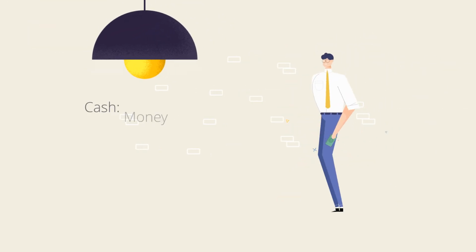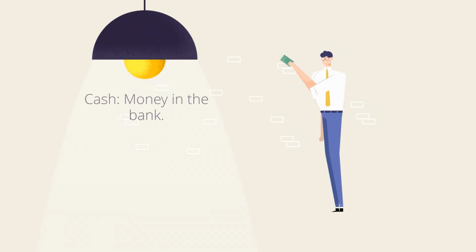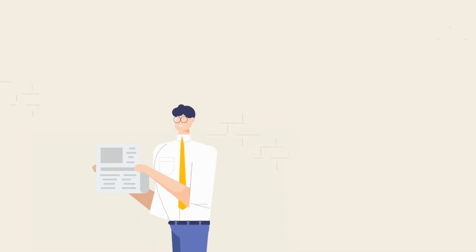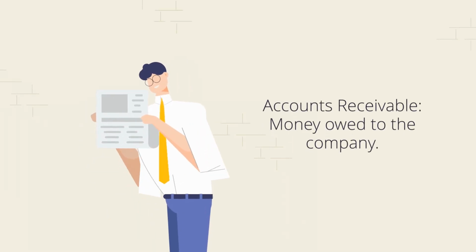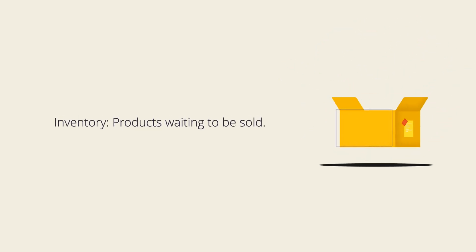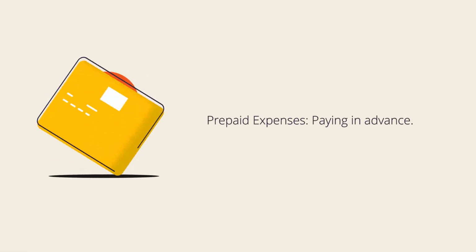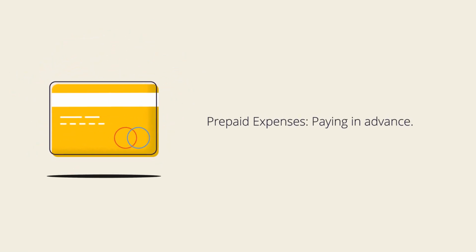Cash, money in the bank. Accounts receivable, money owed to the company by customers. Inventory, products waiting to be sold. Prepaid expenses, paying for something like insurance in advance.